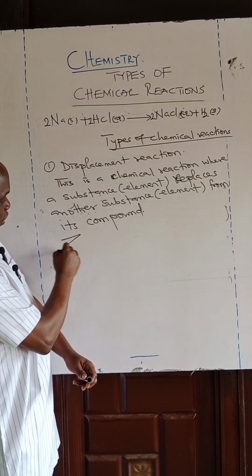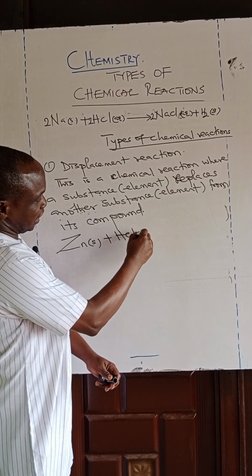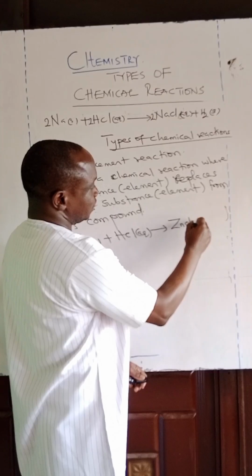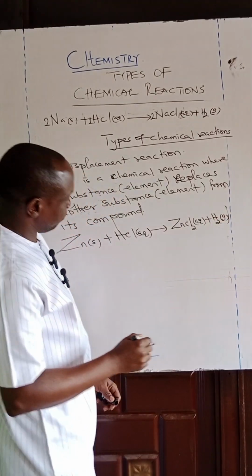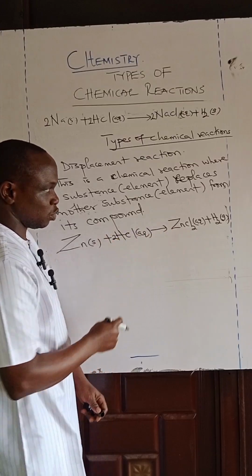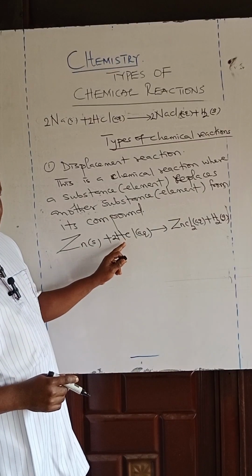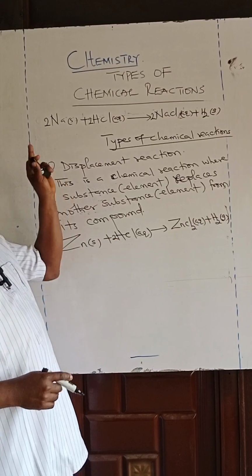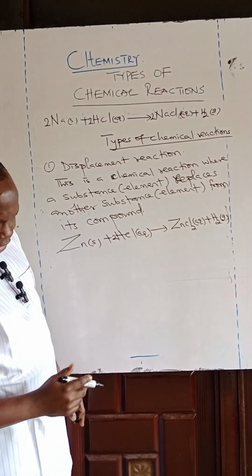For example, you have zinc as a metal, plus HCl aqueous to form zinc chloride plus hydrogen gas. You can balance the equation. Hydrogen is 2, chlorine is 2, zinc is 1. The equation is balanced. In this type, you can see that zinc displaces hydrogen in its compound. So this is known as a displacement reaction.